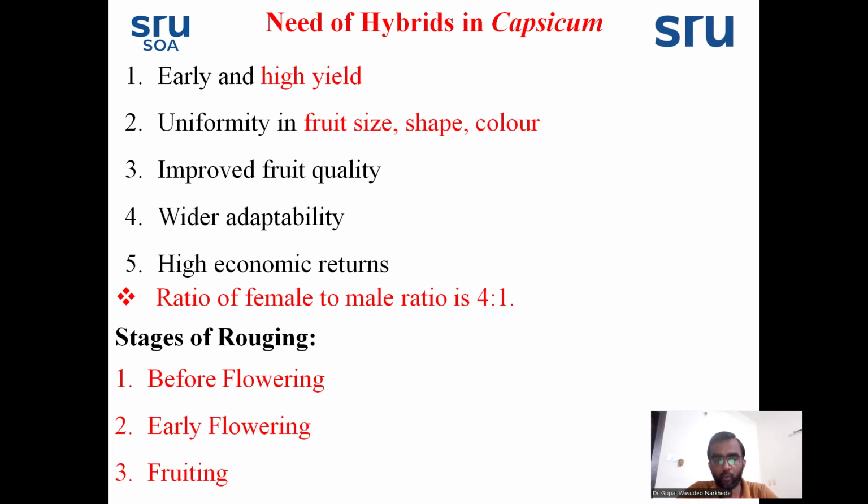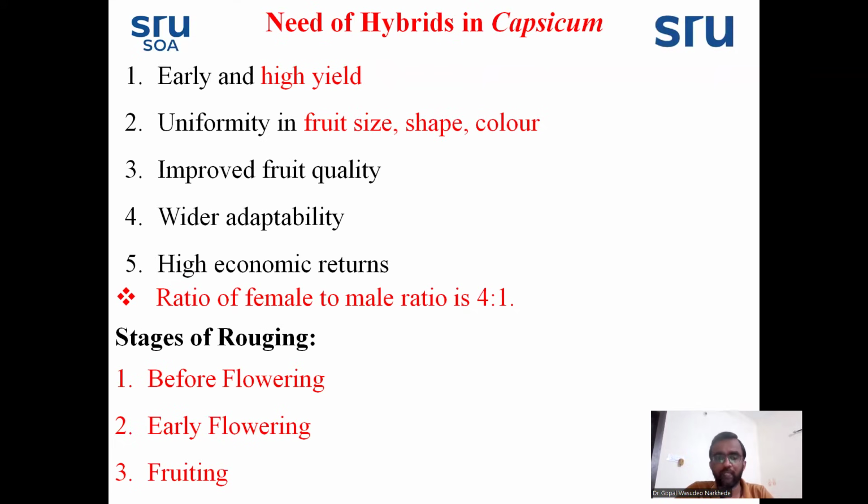So what is meant by rogging? You can say removal of unwanted plants, removal of weeds, removal of off types, right? So what is meant by off type? In off type you can say other crop plants, some volunteer plants, some chili plants, but phenotypically that should be different.